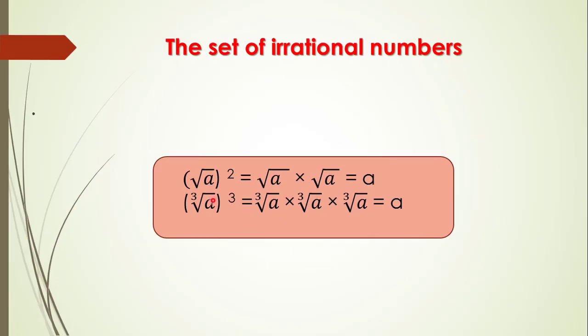We have a note here that the power 2 cancels the square root and power 3 cancels the cube root. So if you have the square root of a to the power 2, it will be root a times root a, which is a. Also, the cube root of a to the power 3 means cube root of a times cube root of a times cube root of a, which also equals a. So the square power cancels the square root and the cube power cancels the cube root.